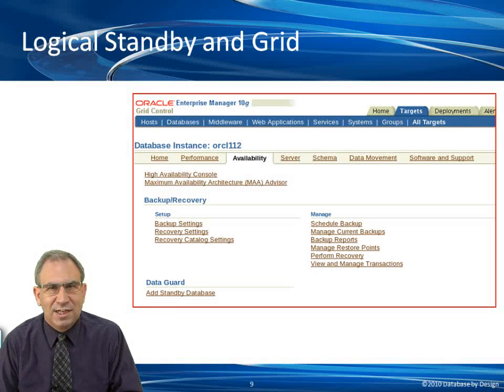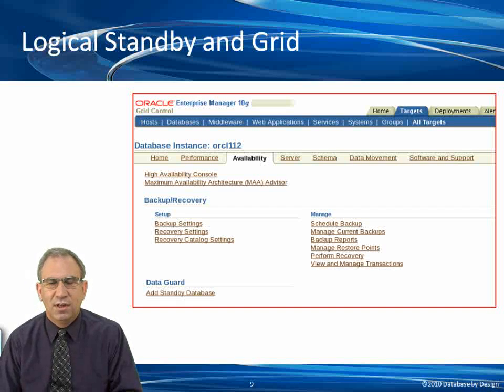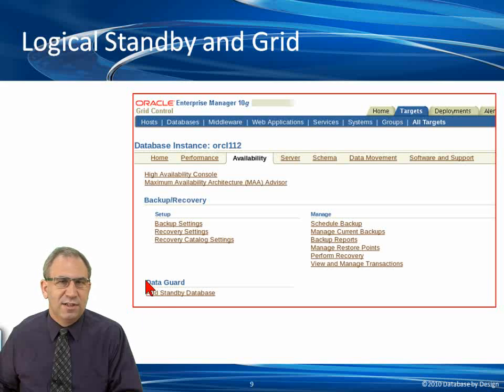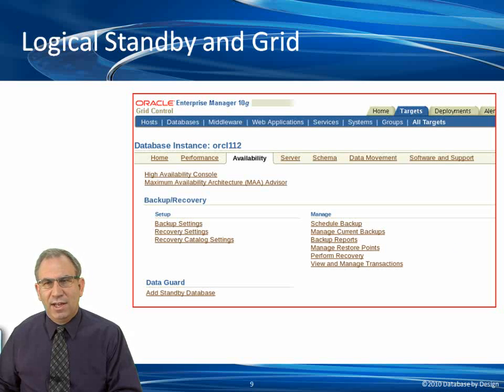I can look at the Maximum Availability Architecture, or the MAA. The MAA is going to give me advice as far as what I need to configure to enable my system to meet the MAA criteria, or the maximum availability criteria. What I'm really after down here is Data Guard. Under Data Guard, it's going to ask me to add a standby database. At this stage, it doesn't care whether it's a logical standby database or a physical standby database. It's just saying, add a standby database. So I'll come in and add a standby database.